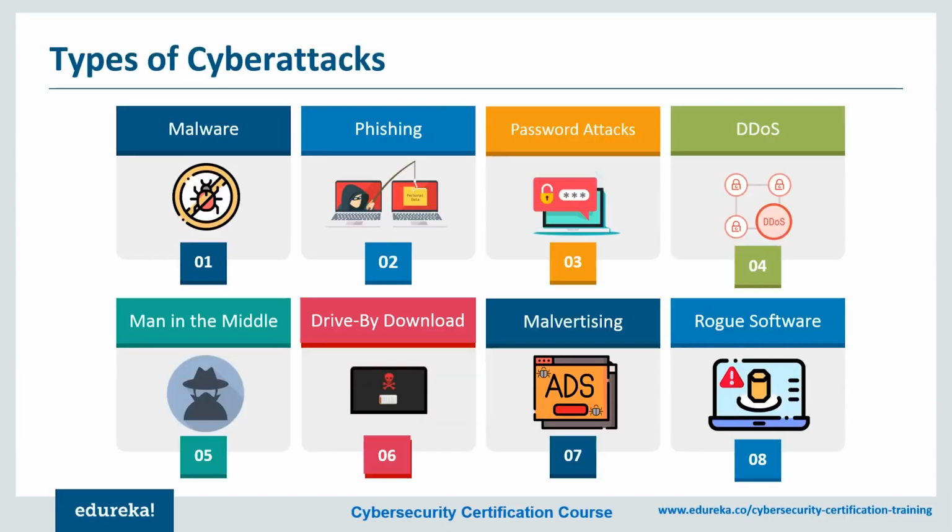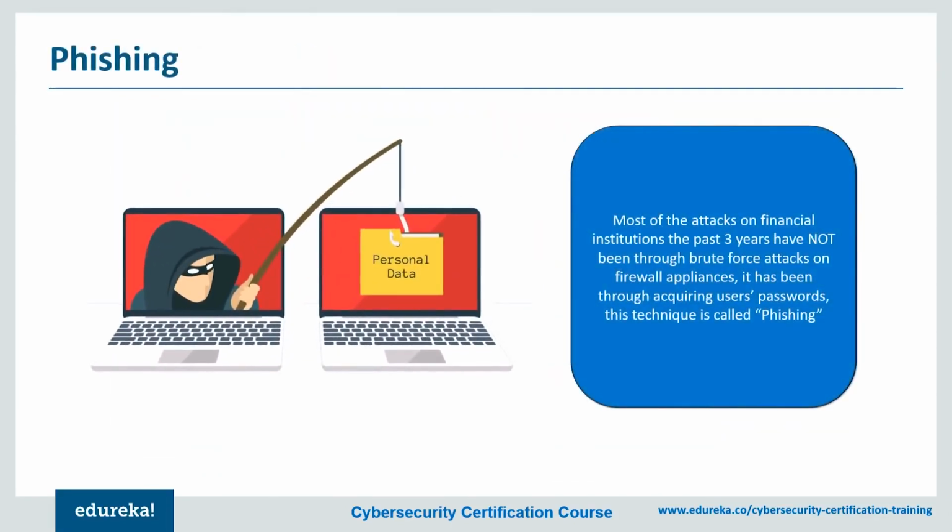So next up on our list of cyber threats, we have phishing. So what exactly is phishing? Often posing as a request for data from a trusted third party, phishing attacks are sent via email and ask users to click on a link and enter their personal data.